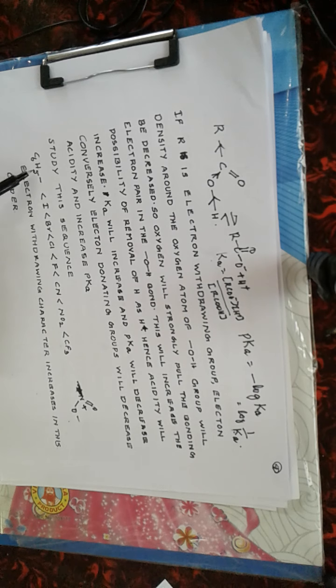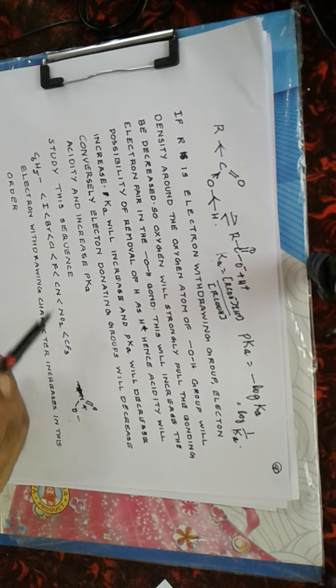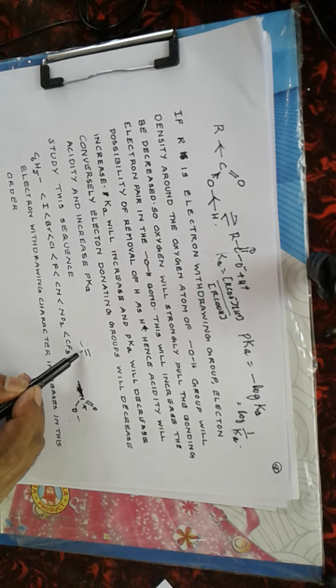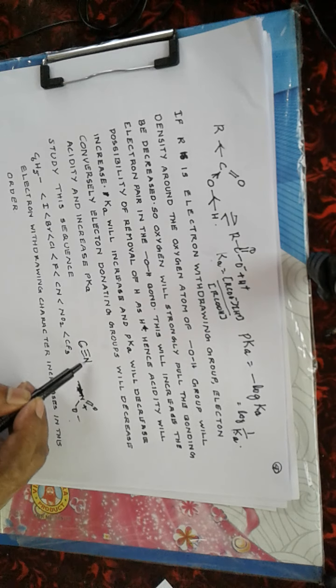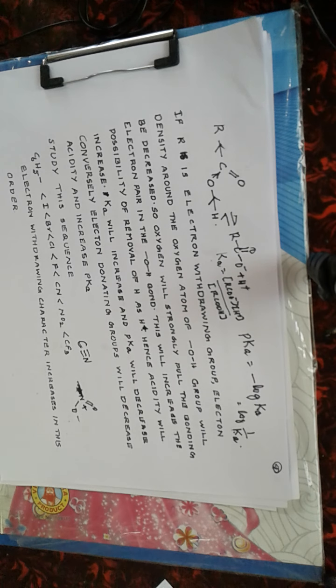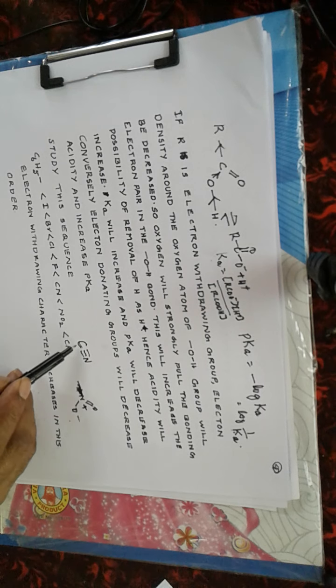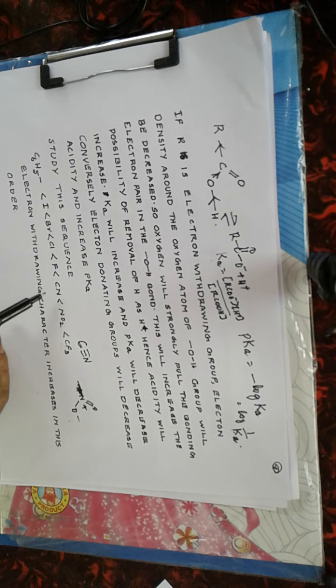Now study this sequence: C6H5 less than I, less than Br, less than Cl, less than F, less than CN, less than NO2, and less than CF3. Now this is a sequence in which the electronegativity of the group increases. Now cyanide, C triple bond N. Triple bonded carbon and triple bonded nitrogen are much more electronegative, and their combined electronegativity exceeds that of fluorine. So CN is an electronegative group, more electronegative than fluorine.